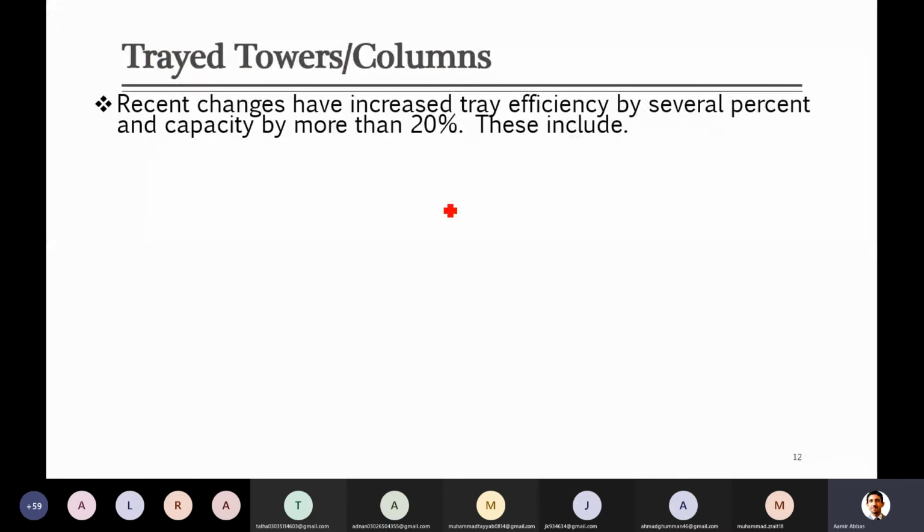So they have made a lot of changes in the downcomer design, so that you can just reduce the area of downcomer. That should still be sufficient for the liquid to flow down, but it shouldn't occupy, for example, half of the plate that is dedicated for the downcomer and for the movement of liquid from top to bottom.